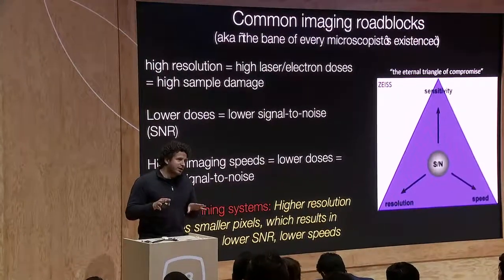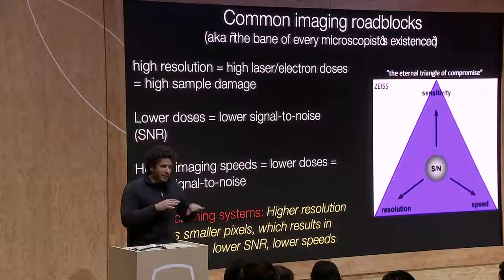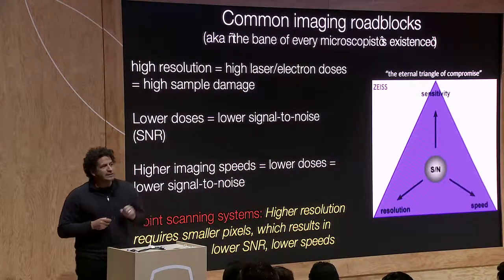Now, one of the most popular kinds of microscopes in my lab and many others is something called a point scanning microscope. And the way it works is you scan pixel by pixel over the sample and you build up an image that way. Now you can imagine if you want a higher resolution image, you need to use smaller pixels. The smaller the pixel, the fewer the photons and the fewer the electrons that you can collect. So it ends up being much slower and much more damaging to your sample. The higher the resolution, the more damage to your samples.